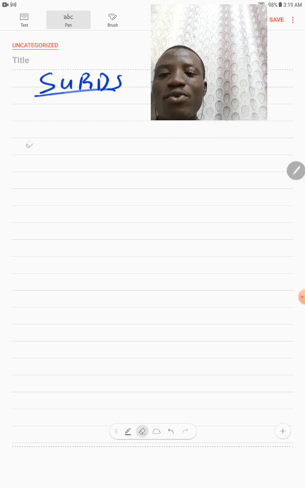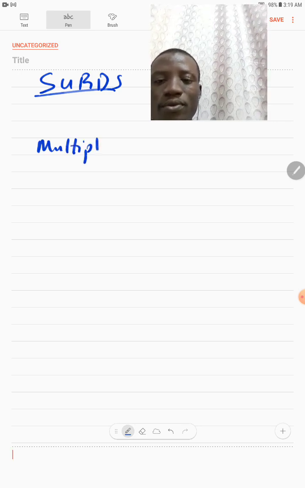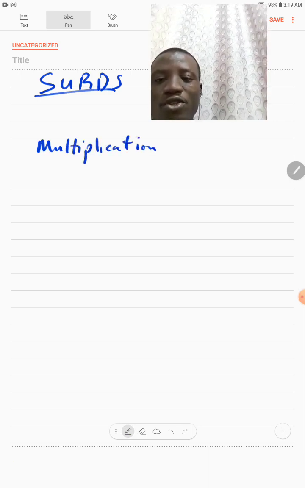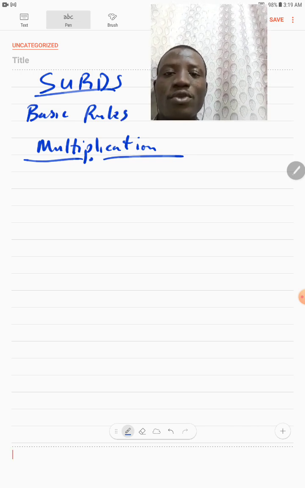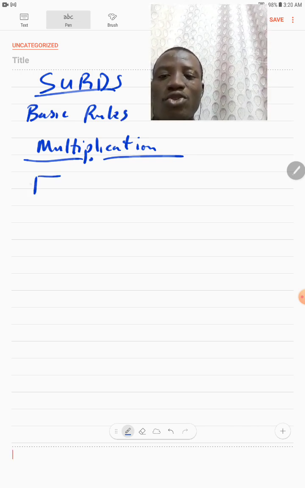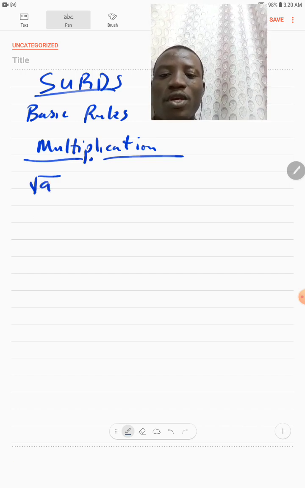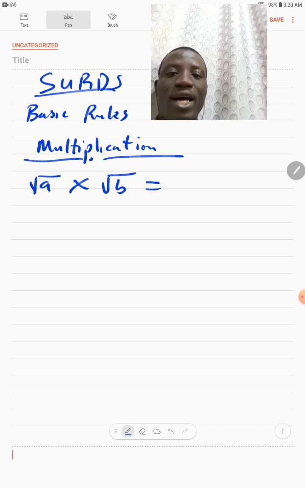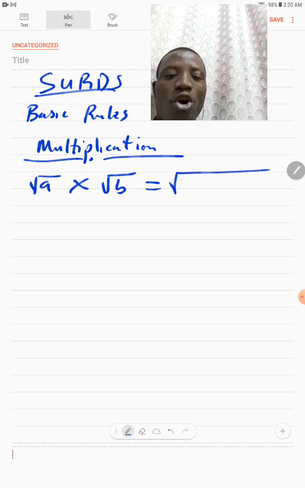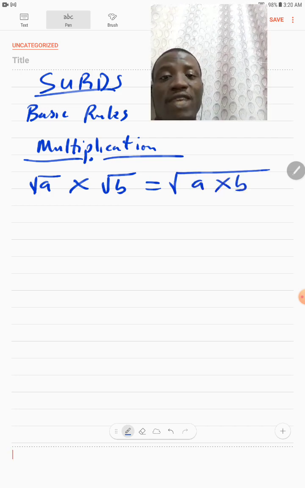So let's first look at the one that has to do with multiplication. When it comes to multiplication, let me write the basic rule. Let's say we are to multiply a surd, or a surdic number, root a times root b. We can prove that root a multiplied by root b will definitely give us root of a times b.